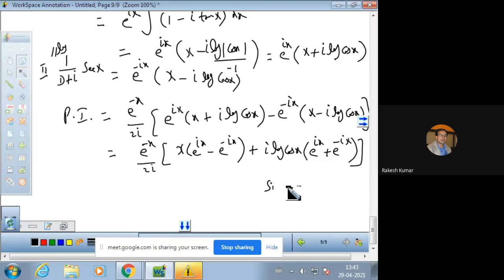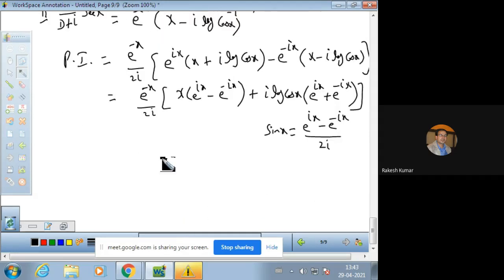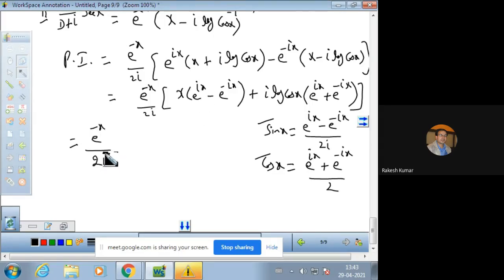The formulas are, the formula for sine of x is e raised to power iota x minus e raised to power minus iota x over 2 iota. These are the formulas in terms of complex numbers. In complex terms, we have the trigonometric formulas of sine and cosine. So cos of x is e raised to power iota x plus e raised to power minus iota x over 2. So these are the two formulas which can be used here. So e raised to power minus x over 2 iota. In place of this term, we can use this.